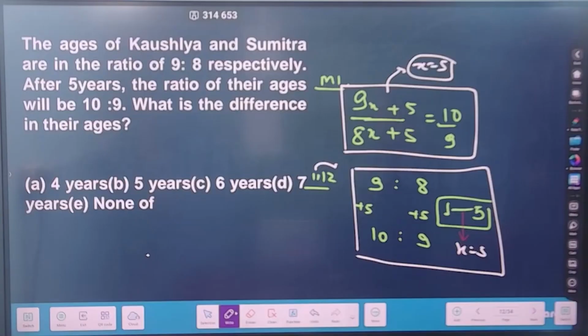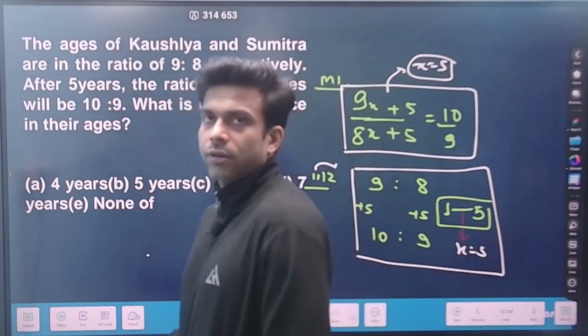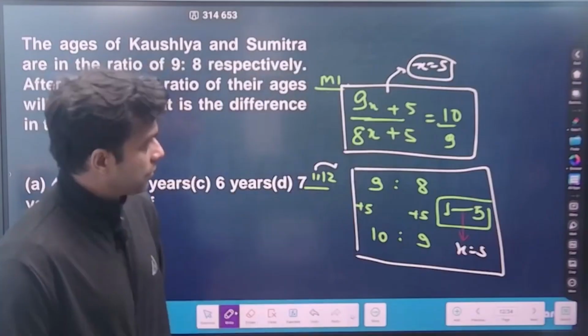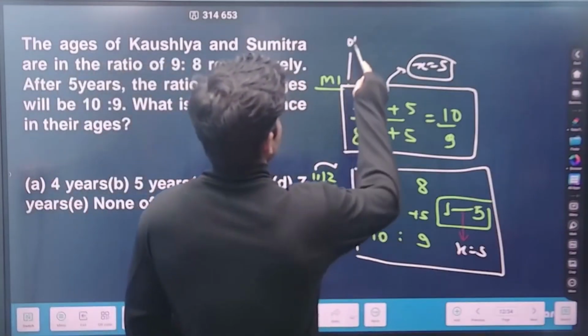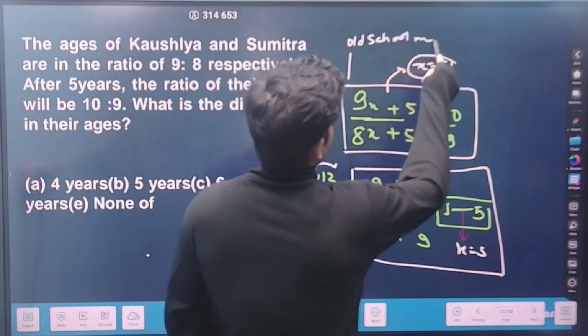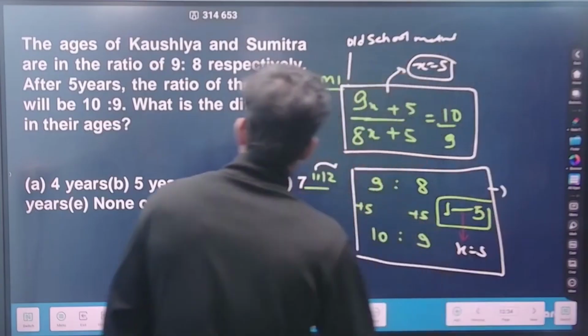So these are the easiest ways of solving ratios questions. Nobody is going to guide you in such a way. Nobody will guide you to solve ratios questions in such a way. So there are the 2 methods. This is the usual, I would say, old school method. And this is Aman Mantra, as I said.